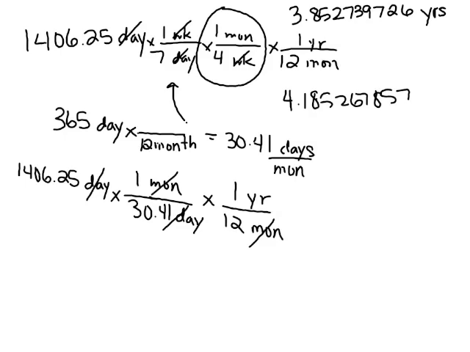All right, how different is our answer? It's a lot closer. What do we got? 1406.25 divided by 30.41 divided by 12 equals 3.85358. How are we doing? 84347. So that value is a lot closer, right? If we round it off, 3.85.